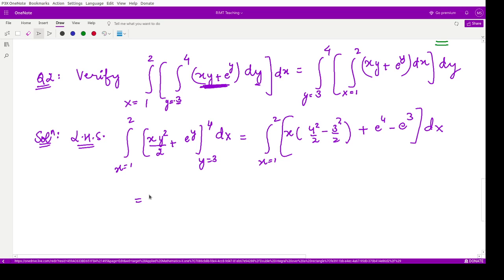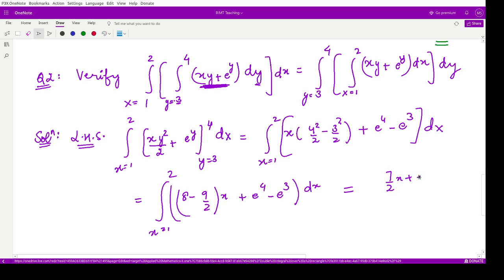So now we have to solve this. What would be this? 16 by 2, that is 8, minus 9 by 2, into x, plus e to the power 4 minus e to the power 3, and integration x varying from 1 to 2 into dx. 16 minus 9 is 7. So 7 by 2 x plus e to the power 4 minus e to the power 3, integration x varying from 1 to 2 dx.